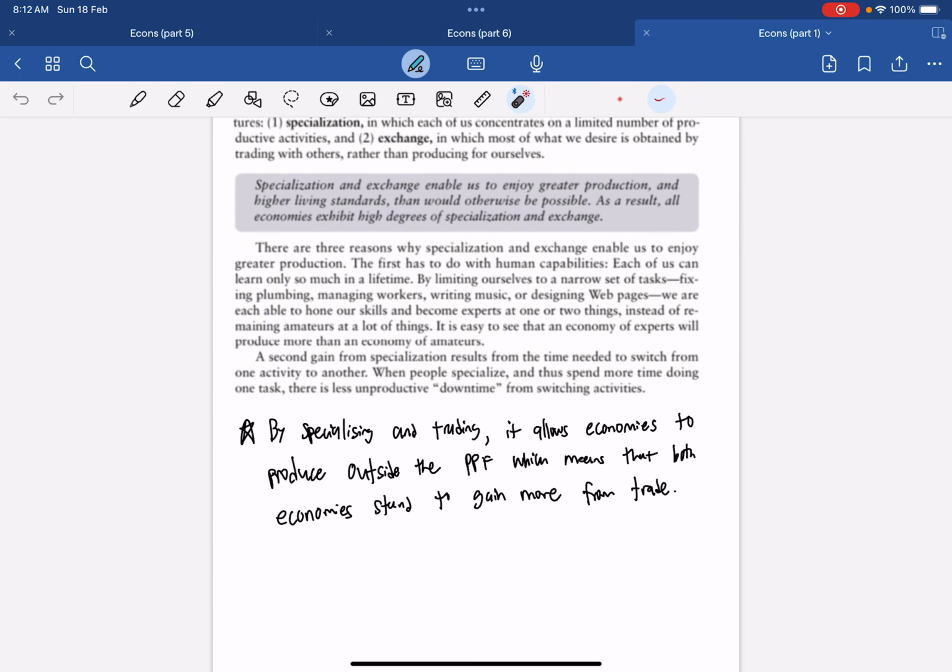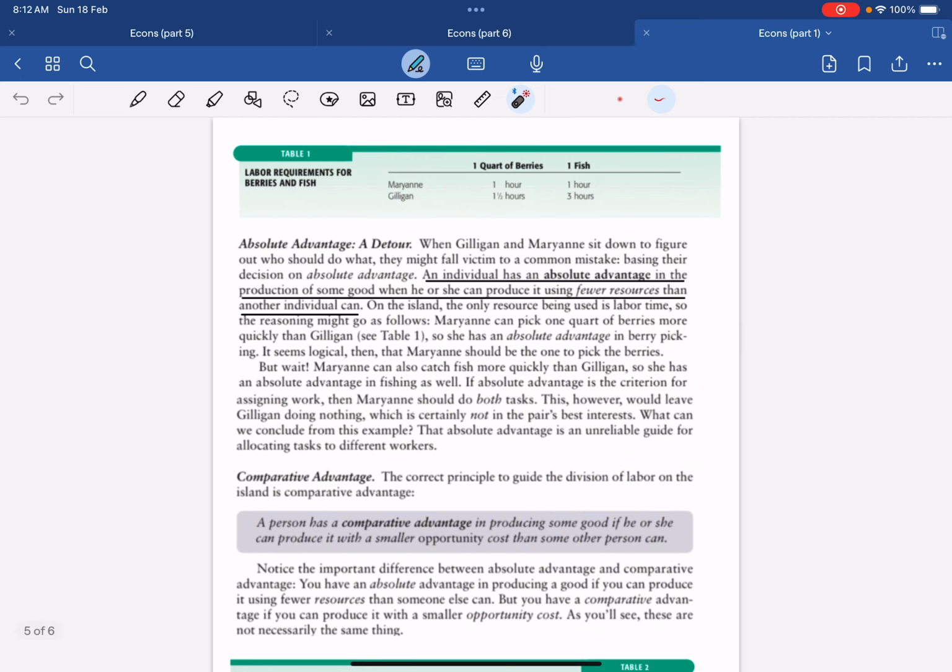So that's one of the reasons, and the second reason is that from specialization, the time needed to switch from one activity to another reduces. Everything just makes us be able to be more efficient, which then drives economic growth, which allows economies to produce outside their own PPF. So basically your PPF is like that. You're producing here, by specializing, maybe you go more here, and trading, then from here you're able to shift out to here or up here.